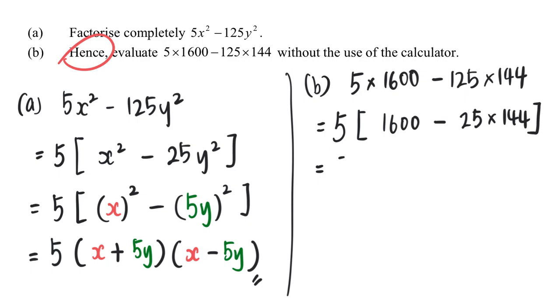And then I would have this written as something square minus something square. And 1600, if I square root it, it should give me 40. 25 will be 5. 144 square root it will be 12, so 5 times 12.